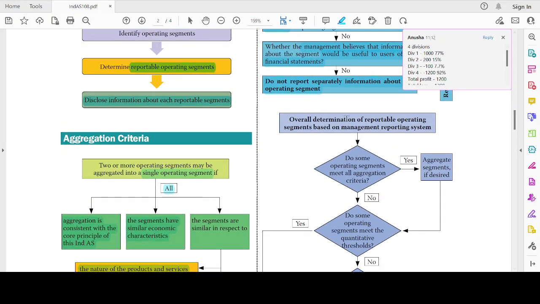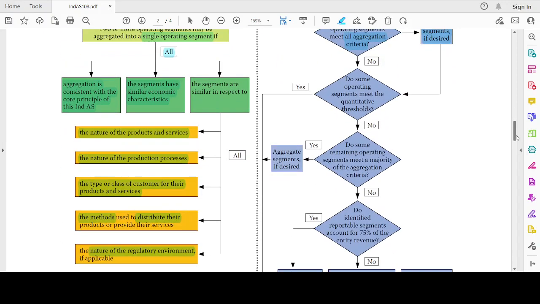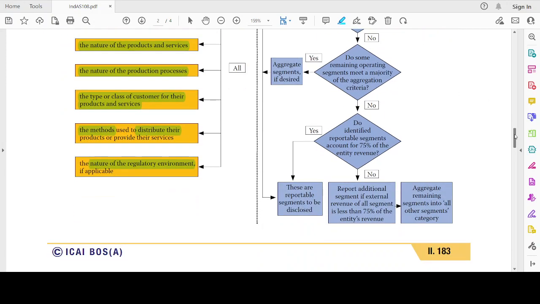Now, overall determination of reportable operating segments based on the management reporting system. Do some operating segments meet all aggregation criteria? Yes. Aggregate segments if desired. Okay. If it is no, do some operating segments meet the quantitative threshold? If it is meeting the quantitative thresholds, then these are the reportable segments to be disclosed.